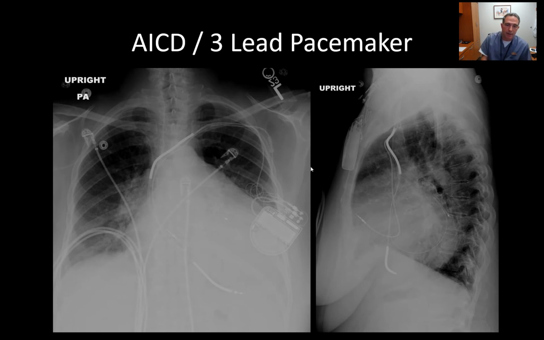AICDs, this is a defibrillator because it has this coil part here, so the shock gets delivered between these 2 coils. There's a right atrial lead, right ventricular lead, and this lead goes out the coronary sinus and paces the left ventricle on the outside of the heart. These 2 are on the inside of the heart.